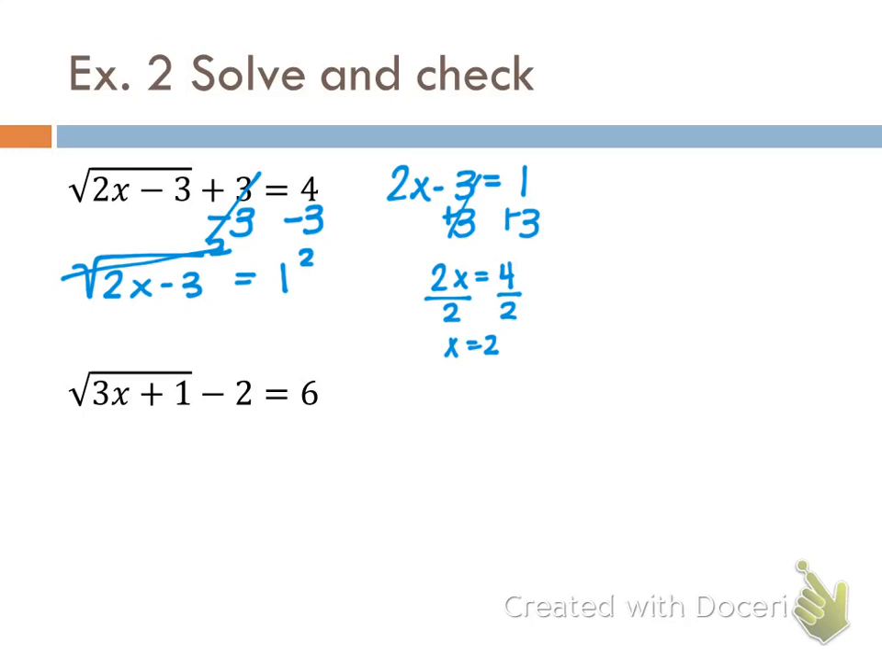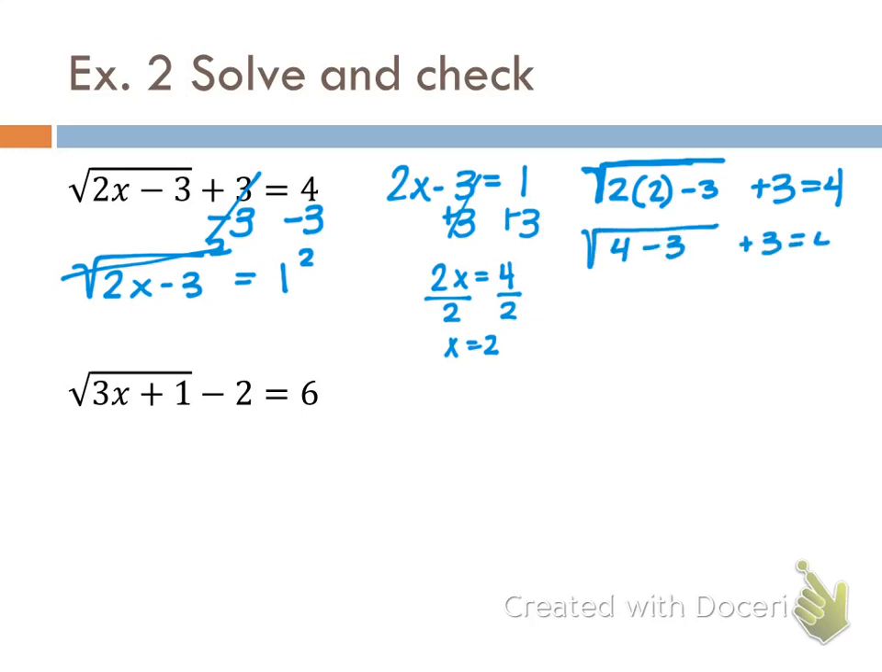Now, let's plug it back in really quickly and check. The square root of 2 times 2 minus 3, plus 3 is equal to 4. What's 2 times 2? 4. 4 minus 3 is 1. What's the square root of 1? 1. 1 plus 3. Does 1 plus 3 equal 4? Yep. So I know that this is a solution.